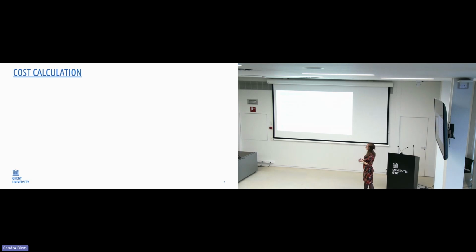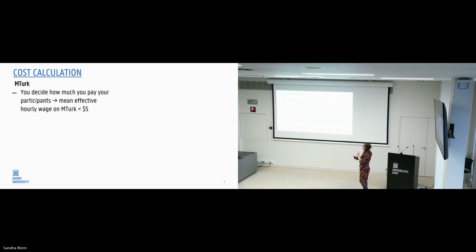Just move on. Then, of course, what does it cost? I have mTurk and I have Prolific. I know there are other options as well, but just to give you an idea, on mTurk, you decide how much you pay your participants. So the mean effective hourly wage on mTurk is below $5. So way cheaper than in the lab.